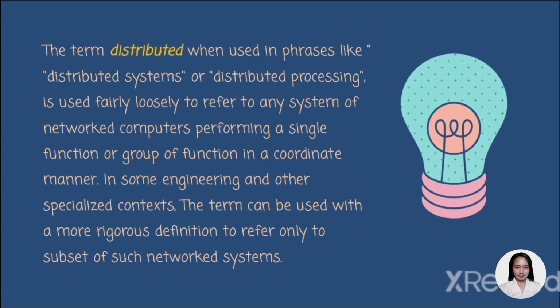The term distributed, when used in phrases like distributed systems or distributed processing, is used fairly loosely to refer to any systems of networked computers performing a single function or group of functions in a coordinated manner. In some engineering and other specialized contexts, the term can be used with a more rigorous definition to refer only to a subset of such networked systems.